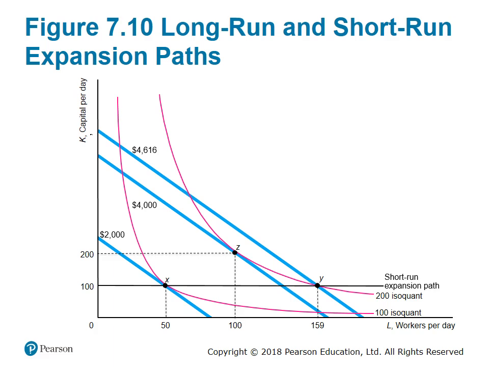In the long run, the expansion path traces the tangency points between each isoquant and the corresponding lowest attainable isocost. The long-run expansion path is upward sloping because the firm varies both inputs to expand output at minimum cost in the long run.